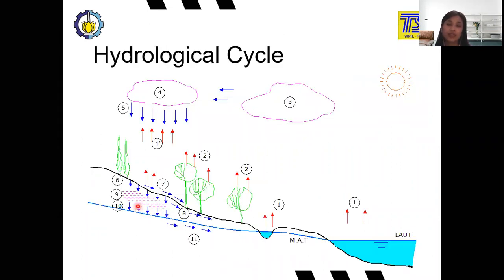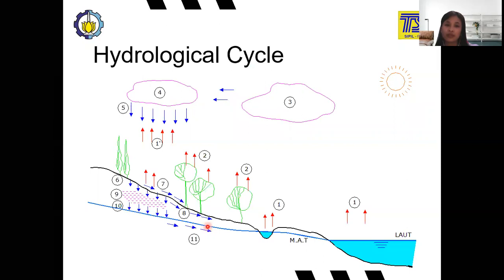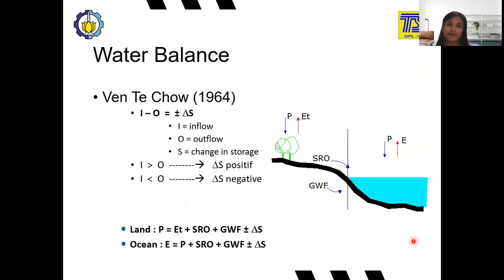And number 10 is percolation. Percolation is when the water from above the ground goes inside, below the groundwater level. And there is groundwater flow. It's water flowing from the ground going to the ocean and the river.